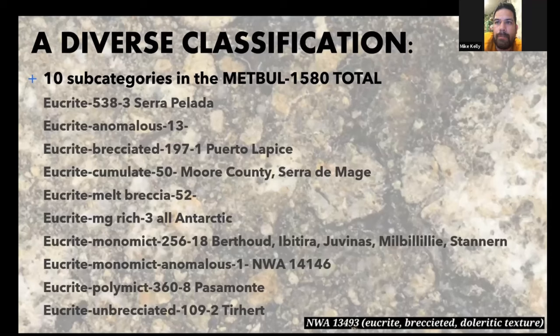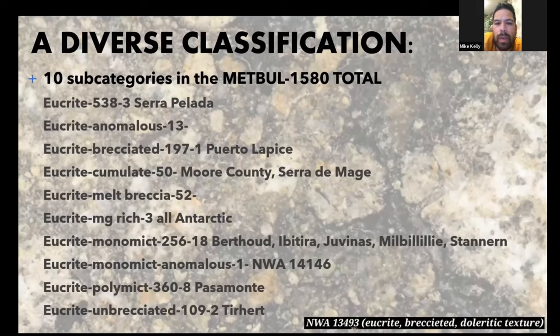14. That's a new one. 14146. Yeah, 2020 was when that one hit the Met Bull. And although it's a monomict anomalous, I guess its composition is closer to some of the polymicts. I've got to do some more research on that one. It's kind of interesting, but it is its own single item in its subclass.